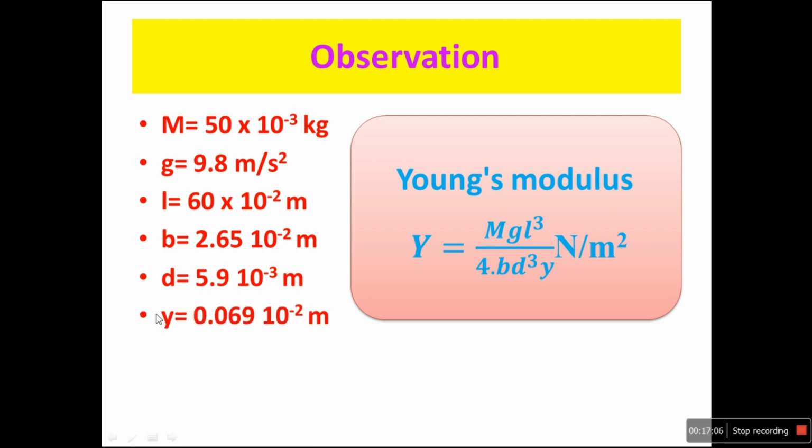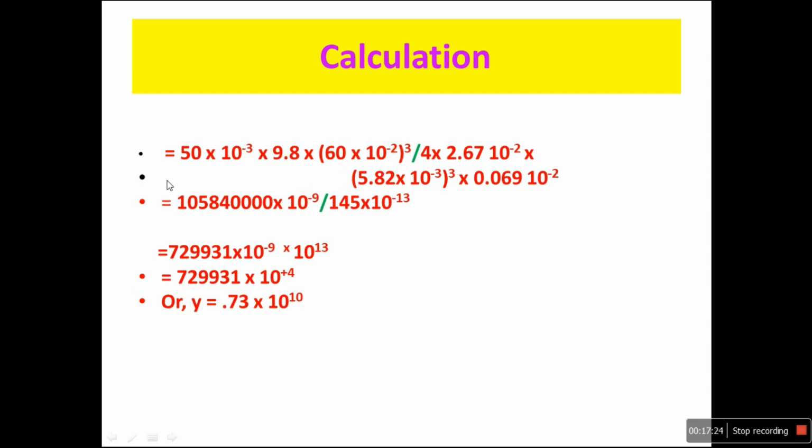And small y, the depression produced in the scale, we already calculated as 0.069 into 10 power minus 2 meter, and this is the formula to calculate the Young's modulus: Y is equal to mg L cube divided by 4 b d cube y. So substitute all the values: 50 is the m value, this is g, this is L, and 4, this is the breadth, this is the thickness, and this is the depression produced. Multiplying all the numerator, you get this value into 10 power minus 9, adding all the powers: minus 3, minus 6, so minus 9.